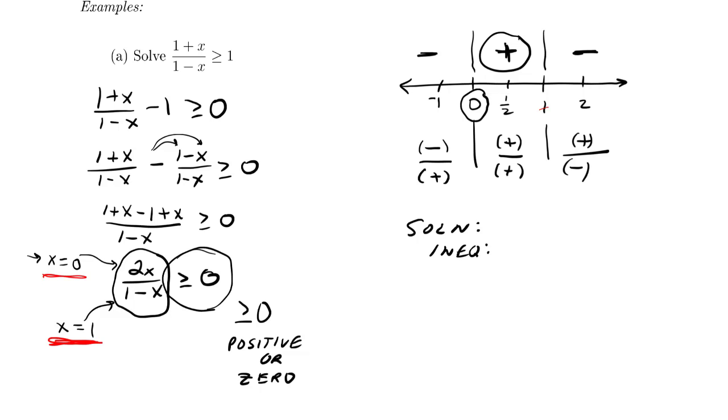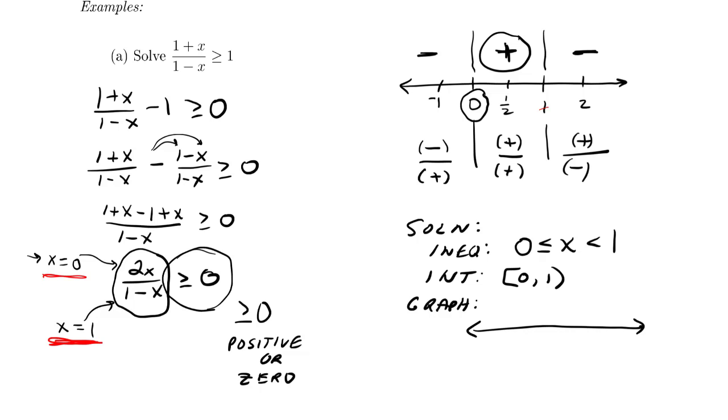Inequality-wise, it would be 0 less than or equal to x less than 1, because I can have 0, but I don't want 1, and I want everything between 0 and 1. Interval-wise, that would be closed 0, open 1. And graph-wise, let's take -1, 0, 1, 2. So I'd be going closed at 0, open at 1, everything in between, like that.